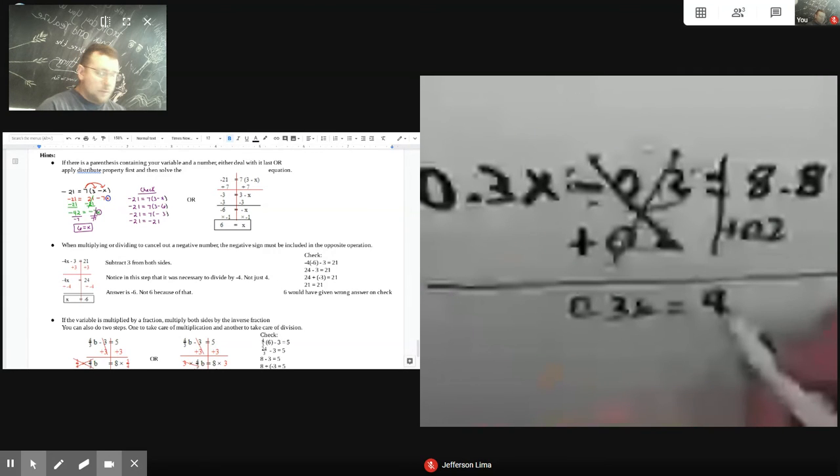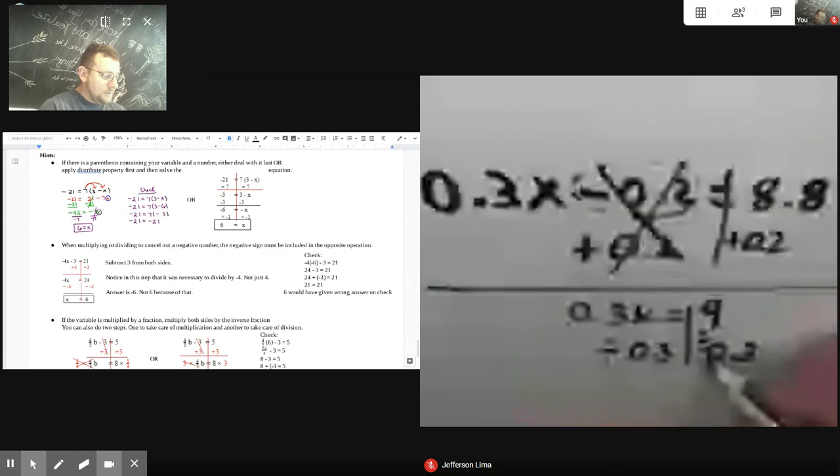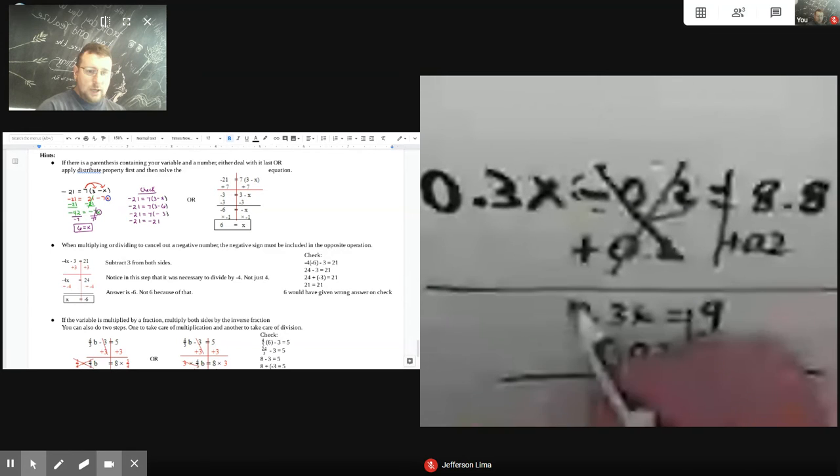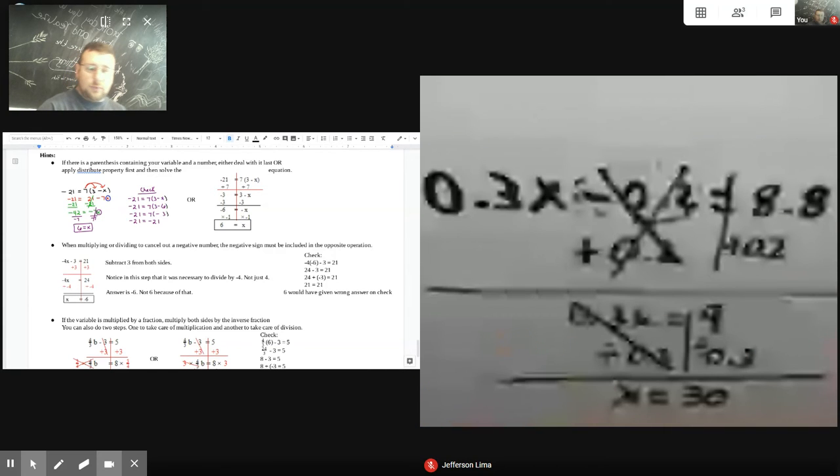Now you have 0.3 multiplying the x, so you have to divide both sides by 0.3 in order to get rid of it. And then the 0.3s will cancel out, and then you have your answer, which is x equals 30. And you can do this in a calculator if you can't do it in your head like I just did, but it's okay.